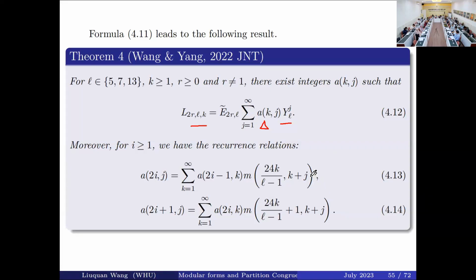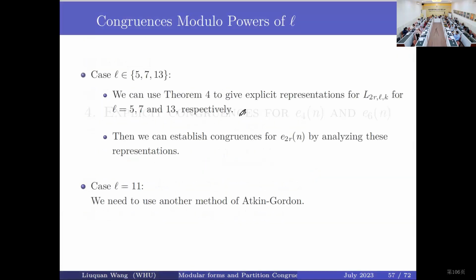And then in order to study the congruences, we just need to analyze the analytic properties of these coefficients. For these three special primes, we can use our previous theorem to give generating functions, and then we can establish congruences by analyzing these representations. For the special prime L equals 11, things become more complicated. We need to use another method of Ito and Golden, and I will not discuss this.